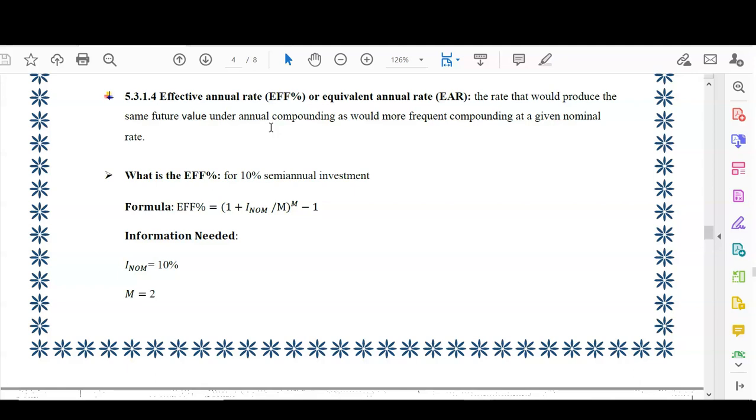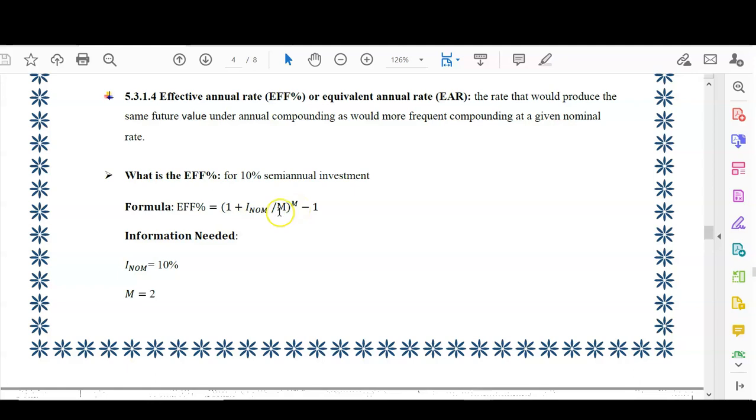For example, if we know that we have an investment that gives us 10% interest rate at semi-annual compounding. If we're looking for the effective annual rate, we're looking for the rate at annual compounding, which is equivalent to 10% semi-annual compounding. Okay, so 1 plus effective annual rate to the power of 1 would be equal to 1 plus nominal rate divided by m to the power of m.